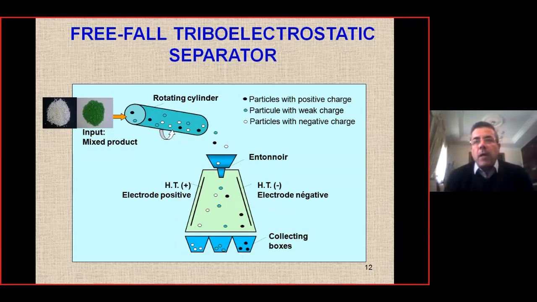Here we apply a voltage of nearly, let's say, 60 kilovolts, 60,000 volts, just an electric field with no current. The particles that are positively charged are attracted to the negative electrode, and vice versa. The particles that are negatively charged are attracted to the positive electrode, and below there are collecting boxes to recover each type of plastic.